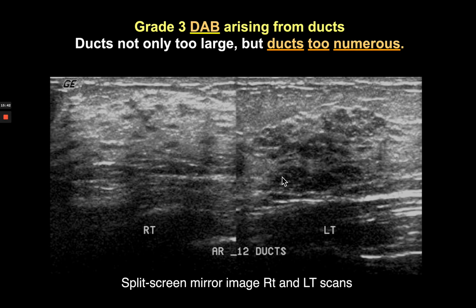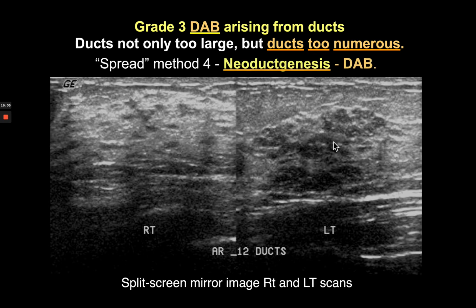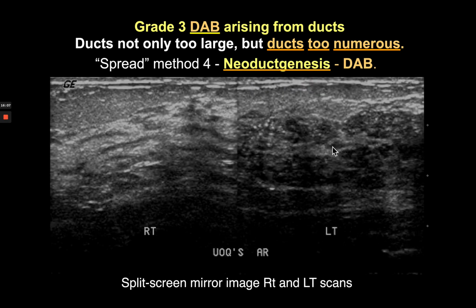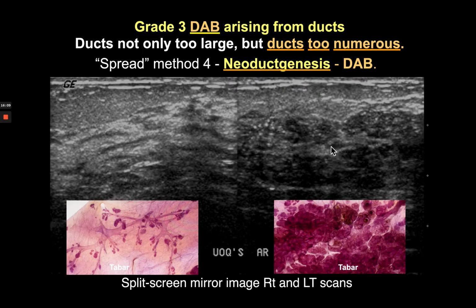A final thing that can help us distinguish between DCIS and neoducts is the number of ducts. If you have DCIS and it's involving only native ducts, you're going to have a normal number of ducts. But if it's neoducts, if this is a duct-forming invasive cancer, a stem cell cancer undergoing EMT, spreading itself by creating whole new ducts, if you do split-screen mirror image scans of the right and left side, you're going to see far too numerous ducts on the side with the DAB as compared to the normal side.